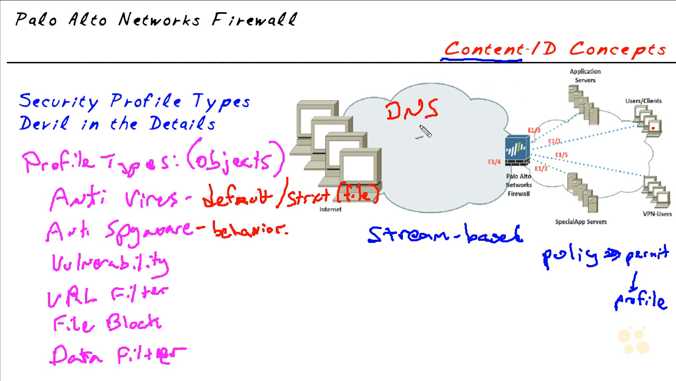Now, we can have different actions. We can alert, I can block, I can allow, or I can sinkhole. So, very powerful stuff. Now, the alert puts it in a log, the block says no, the allow lets it go through, yada, yada, yada.